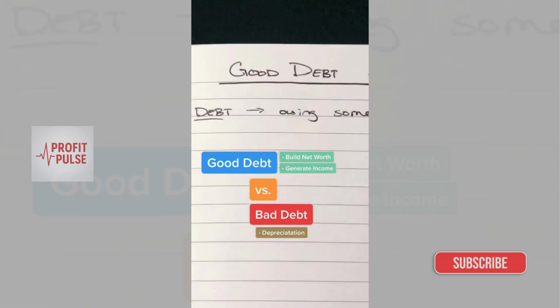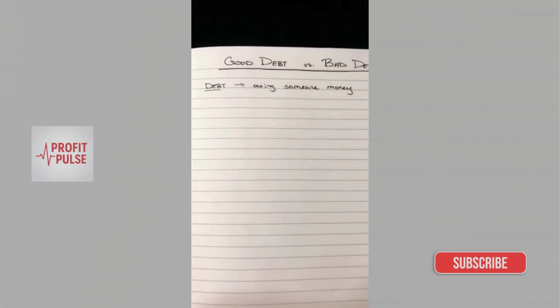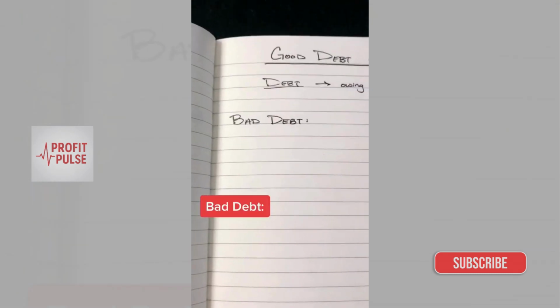The important differences between having good debt and having bad debt. And just so we're on the same page, we'll define having debt as owing someone money. Let's start off with bad debt.